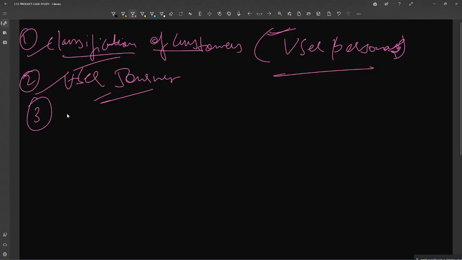Now let's discuss what is the third thing that is required for understanding the product. What are the pain points? What do you mean by the pain points? Can anyone tell me?